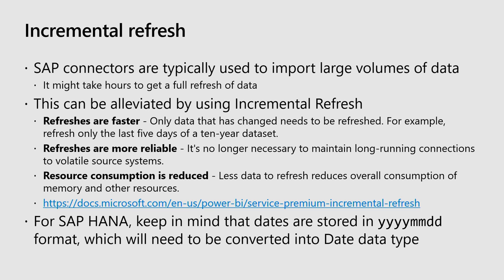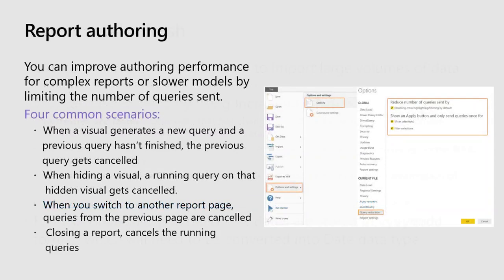The same thing applies if you hide a visual in a page, a query is not generated for that visual. And if you move from one report page to another report page, the previously executed queries are cancelled as well. And also another option to improve the report authoring experience is to use the query reduction method, where you can disable cross-filtering between visuals. That will help a little bit when you're authoring these multidimensional direct query HANA reports.